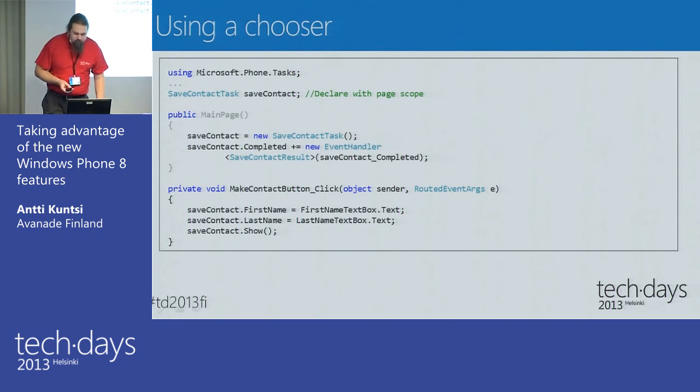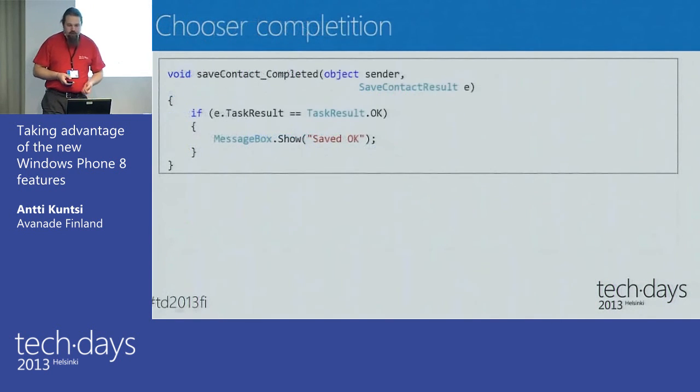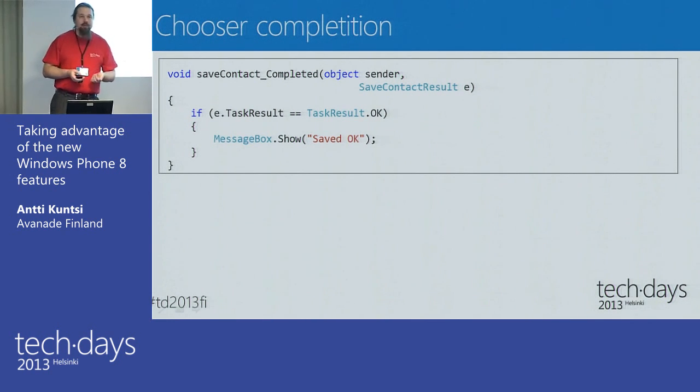And in this sample, we have a click event on a make contact button, so it stores the first name and last name and then shows the save contact task. As a user experience, it shows the user that you want to save a contact. Then the user says, OK, I save it. Then the execution comes back to your application, so you are now brought back to front, and you are now executing this completed event handler where you just see what the task result is.